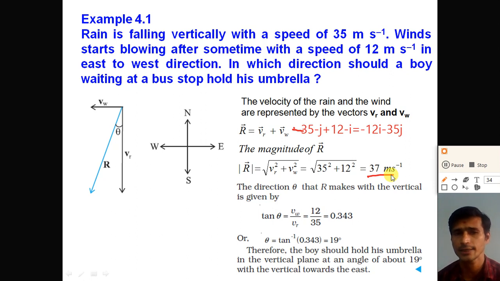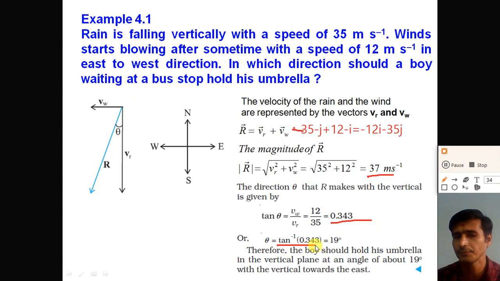But the question is, in which direction should a boy waiting at a bus stop hold his umbrella? So we need to find the angle with the y-axis. How can we find the angle theta? Tan theta is equal to the y component divided by the x component, so that we can find the angle with the x-axis. But if you take the x component divided by the y component, we get the angle with the y-axis. So tan theta is equal to Vw divided by Vr, 12 divided by 35, which gives 0.343. So theta is equal to tan inverse 0.343.